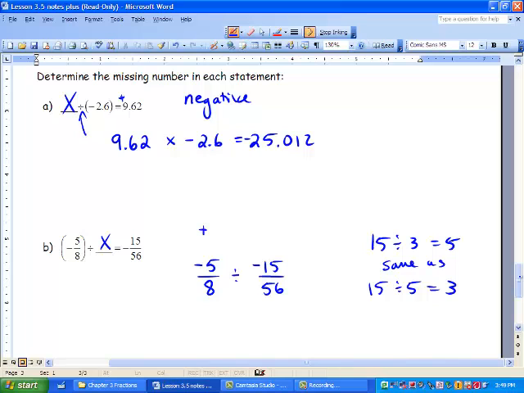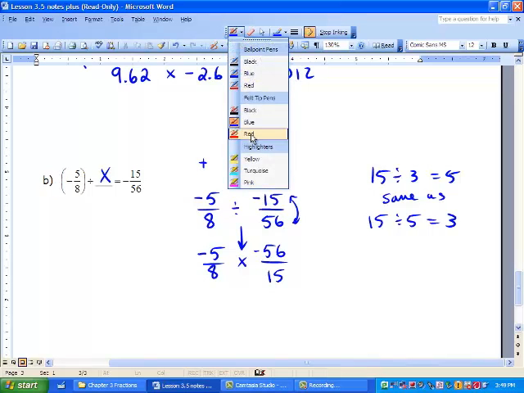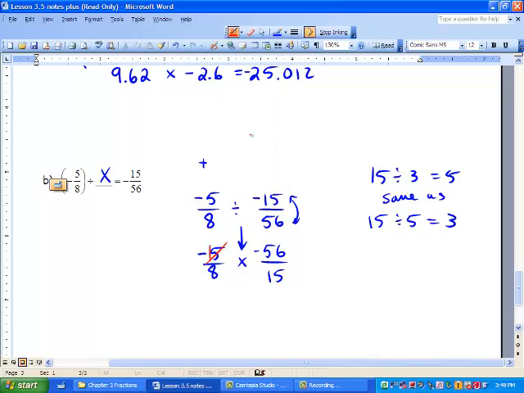All right. So what we're going to do is we need to flip our sign and flip our fraction. Now we can cross cancel. 5 goes into 5 once. 5 goes into 15 3 times. 8 goes into 8 once. And 8 goes into 56 7 times. So we're going to get negative 1 times negative 7 is 7. And 1 times 3 is 3. All right. So our answer is going to be 7/3.